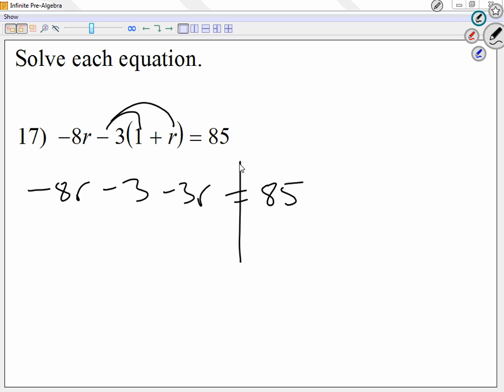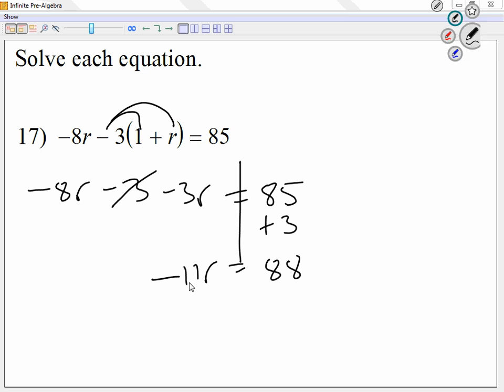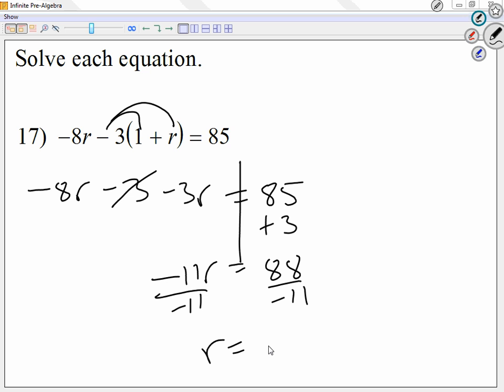Then I'm going to separate them at the equal sign, letters on one side, numbers on the other. So my negative 3, I'm going to move it to the right as a plus 3. On the left, a negative 8r, a negative 3r, that's negative 11r. On the right, 85 plus 3, that's 88. Now divide by the number in front of the letter. So in this case, divide by negative 11. R is negative 8.